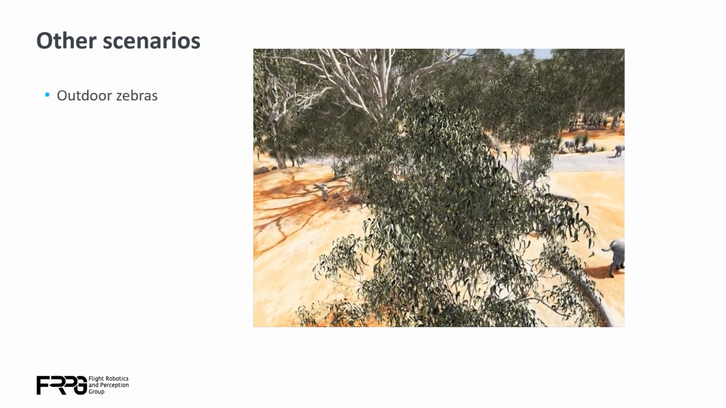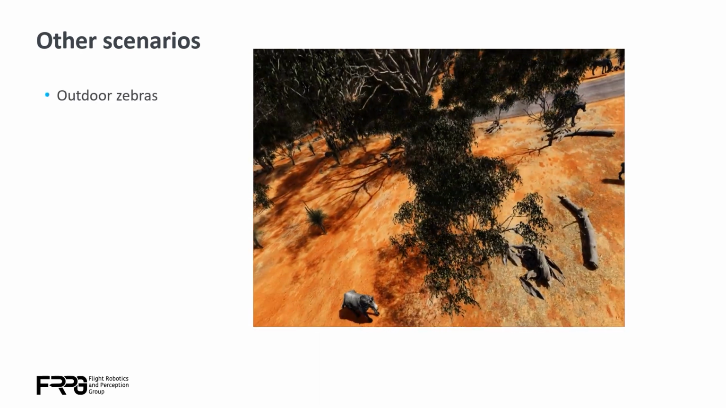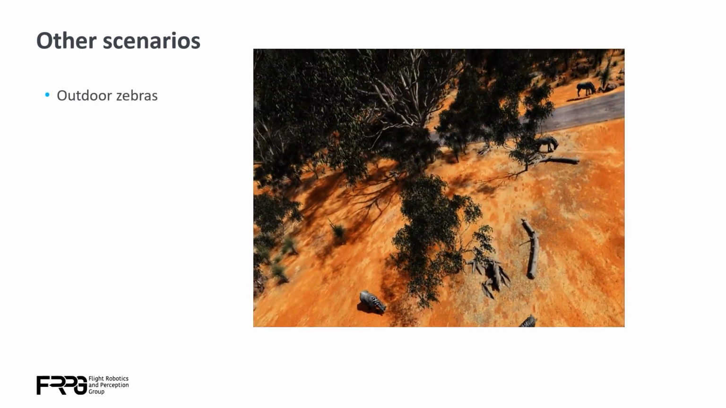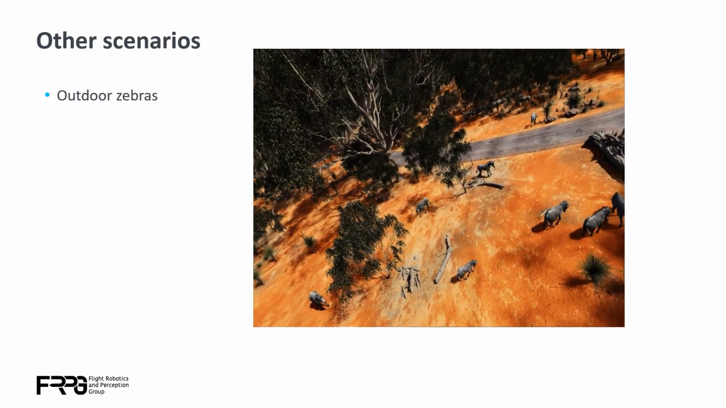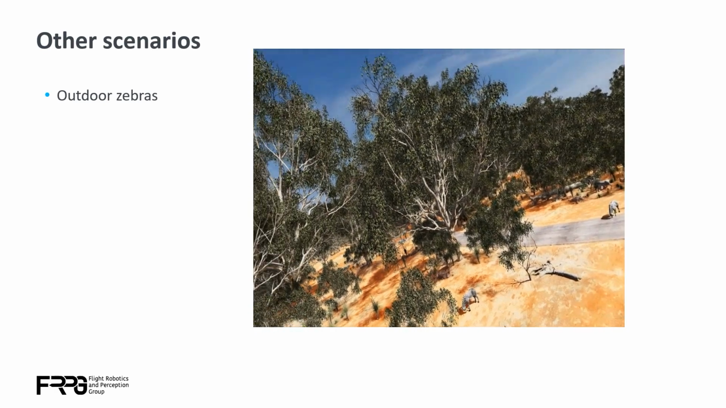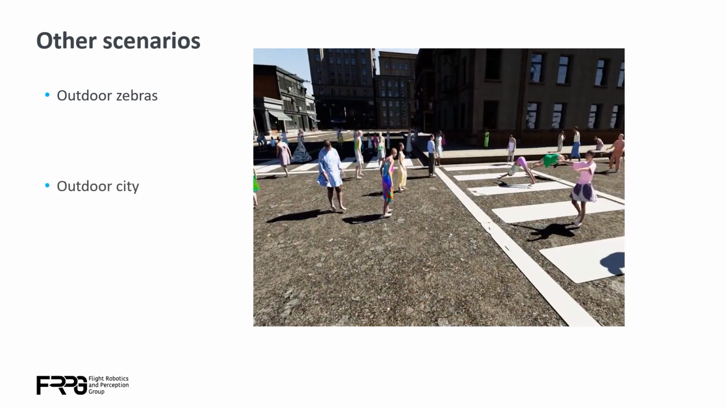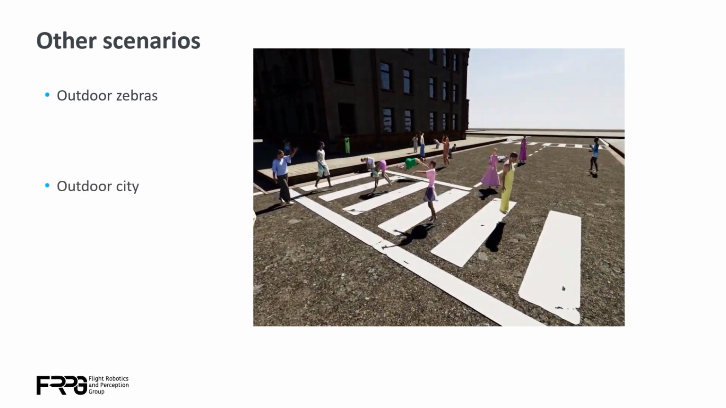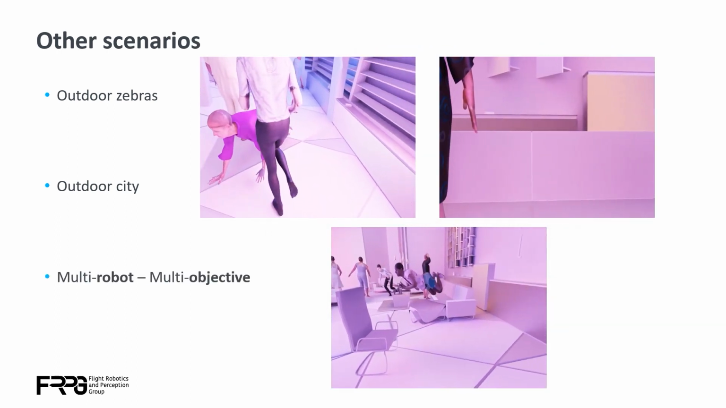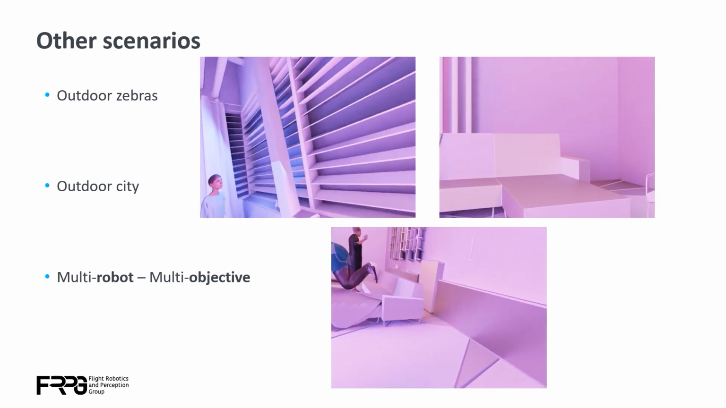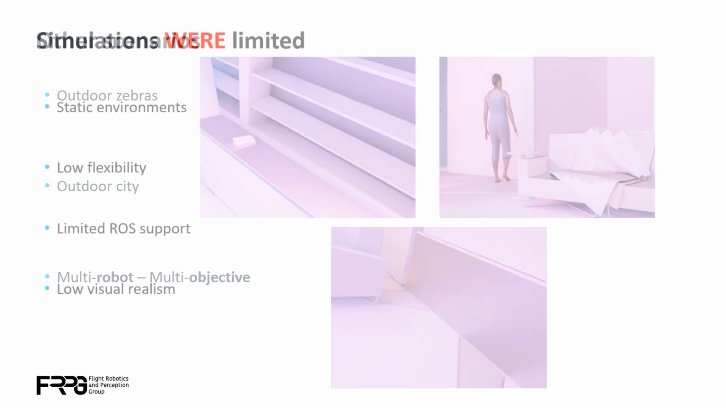Finally, to prove the flexibility of our system, we tested some other scenarios such as zebras in an outdoor environment by manually placing them in the simulation and with the robot following a predefined trajectory without any ROS intervention, an outdoor city environment where we randomly place 100 humans, and a multi-robot scenario in which 2 drones and a ground robot perform active SLAM independently.